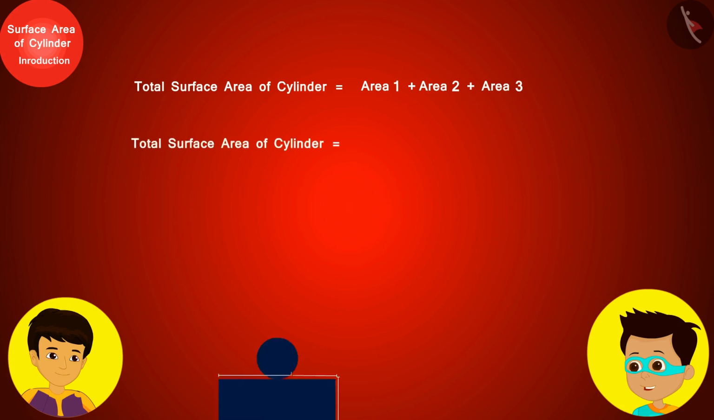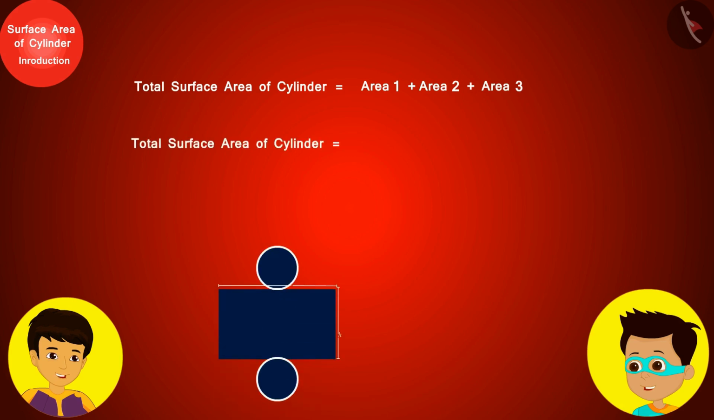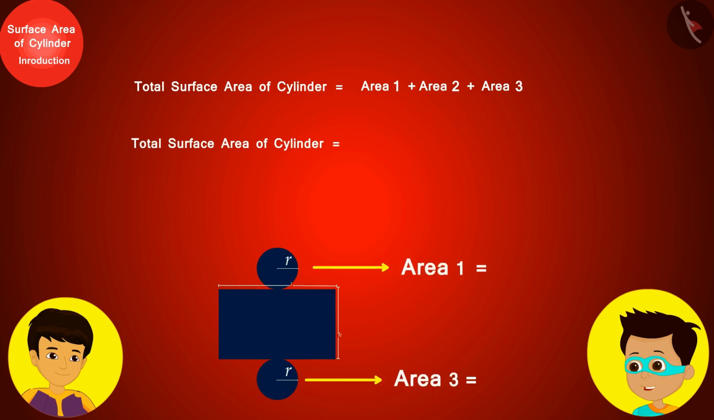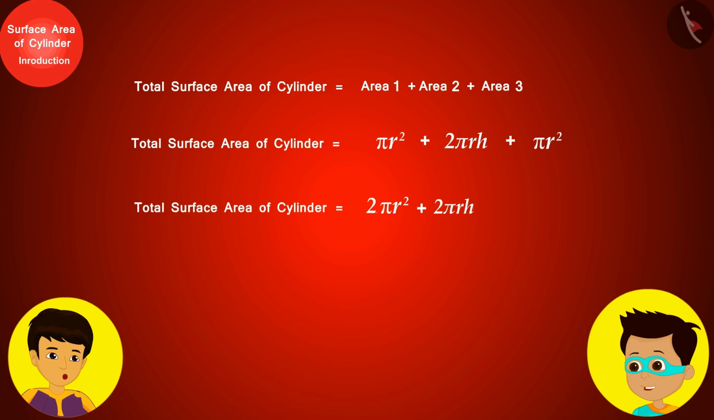The bottom and the top of the cylinder are congruent circles and both have radius r. This means that their areas will be pi r squared, and the area of this rectangular strip will be its length times breadth, which we can write as 2 pi r times h, or 2 pi r h, in which the length of the rectangle is equal to the circumference of the circle, 2 pi r. Now we can write it in a simpler way.